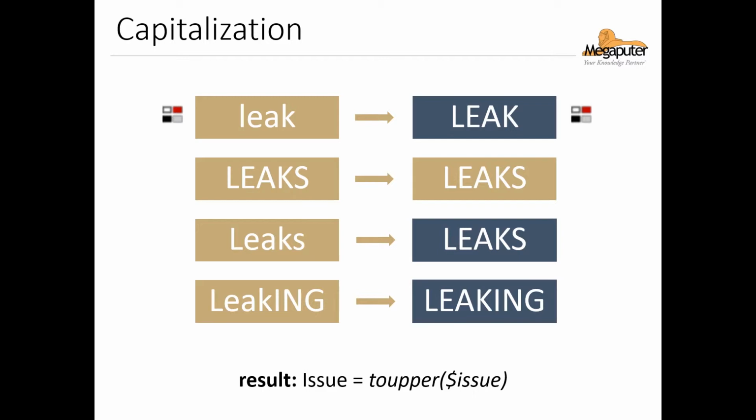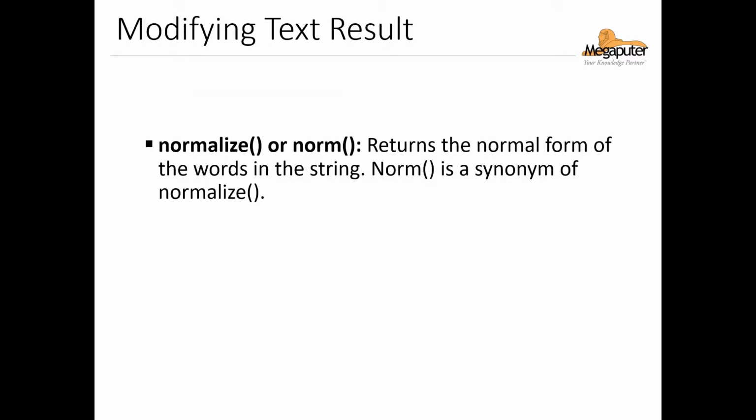Of course, this solves part of our problem, but even with this change, a machine would still recognize leak, leaks, and leaking as 3 different issues because they don't have the same grammatical form. So here's where we'll use the normalize or norm function. Both of these do the same thing and return our results in the same form. Essentially, this function takes a token or word and returns its lemma, or the main form you'll find for that word in the dictionary.